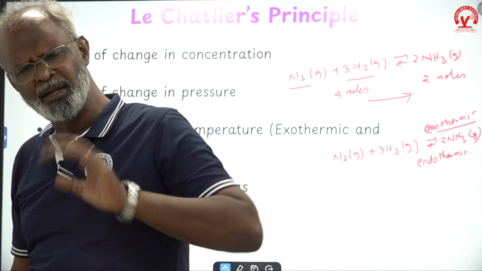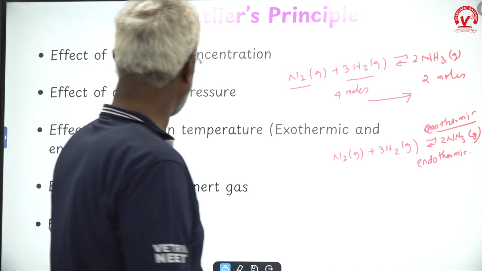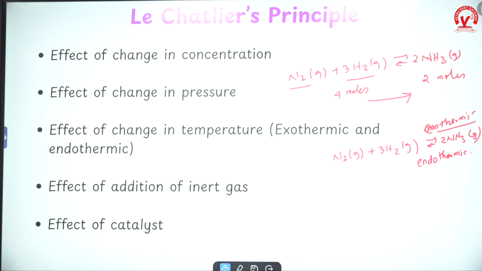The temperature will shift the equilibrium so that even the constant will get changed. Temperature is the one parameter which will change the equilibrium constant itself. So this is the general change about the temperature. Any temperature increase will favor the endothermic reaction, and temperature decrease will favor the exothermic reaction.